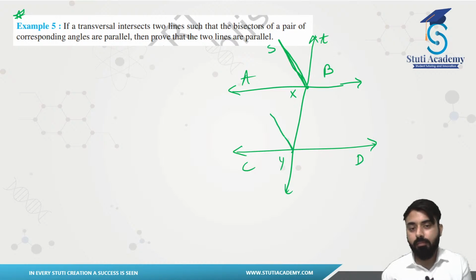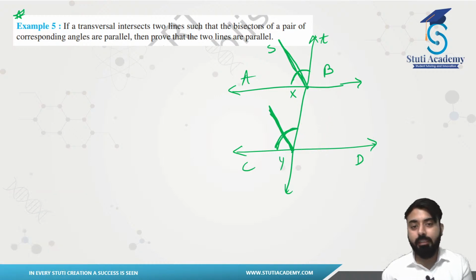Now first of all you have to identify your corresponding angles. This will be the pair of corresponding angles, or that can be a pair of corresponding angles as well. Similarly, you can move downwards and do it with that method, but I chose to have these two angles as the pair of corresponding angles.